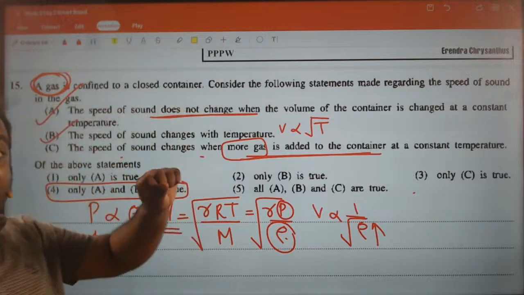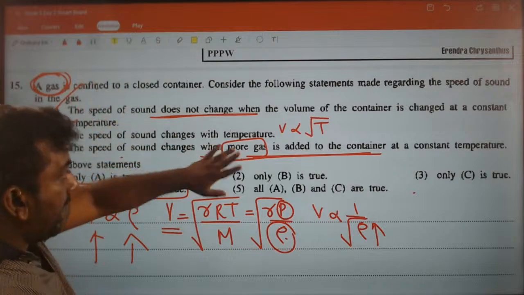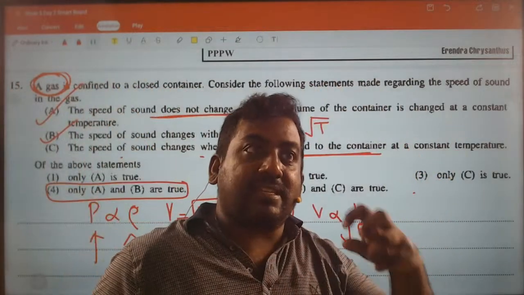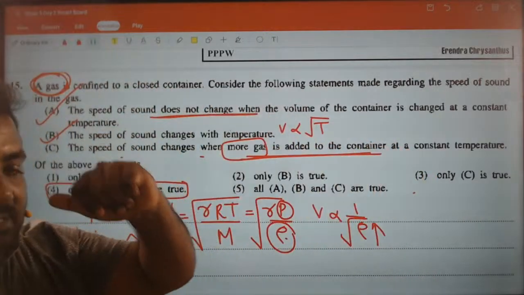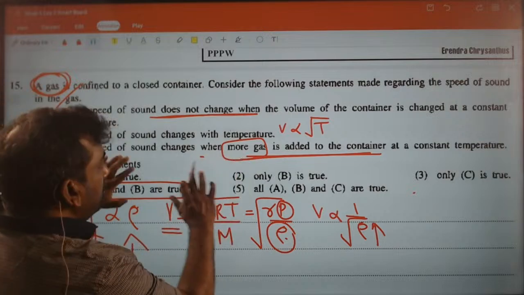Now what if this was a different gas? If I had put a different gas, more of the same gas, wrong. Different gas means effective molar mass will change. Effective molar mass will change means what? Then velocity will change. But if I am adding the same gas, no change. Right there.